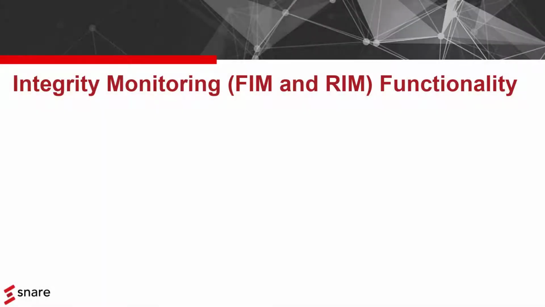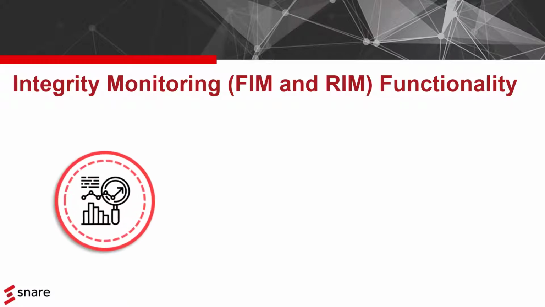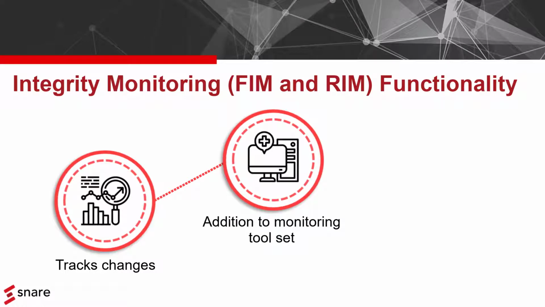For those of you that are not too familiar with these concepts, file and registry integrity monitoring, or FIM and RIM, allow you to keep track of changes and to know exactly when someone modifies your organization's essential files or important registry settings. It can be a great addition to your monitoring toolset. It can also help with incident investigation, but most importantly, it is required by many regulations.